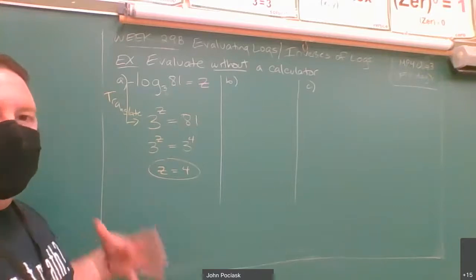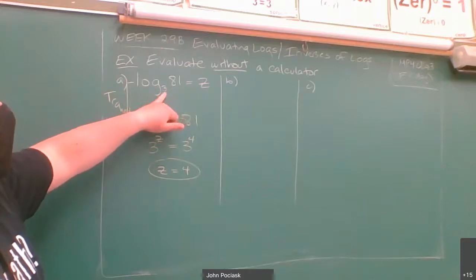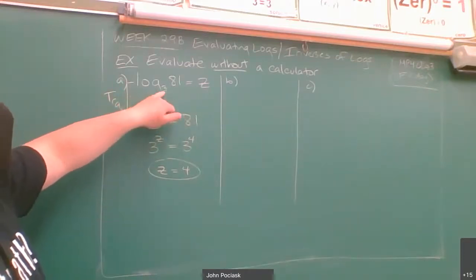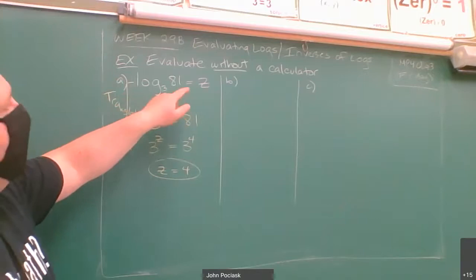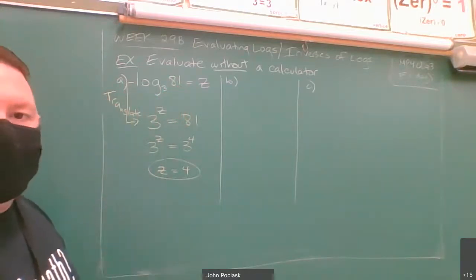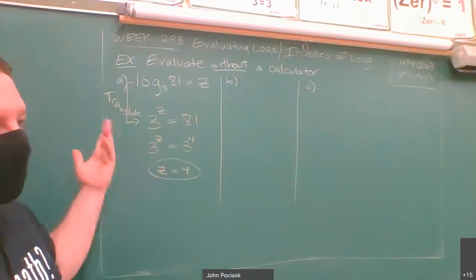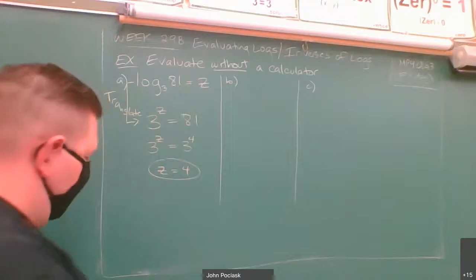So your brain has to get used to the idea of what a logarithm is doing. The base number is asking you, 3 to what power gives you 81? That's the problem. That's it. 3 to what power gives you 81? The answer is 4. If you need to go through this work to get it, so be it. All right, let's do another one.